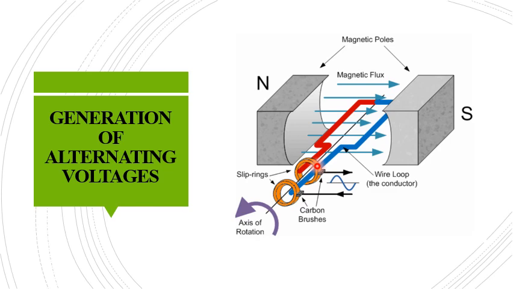And this is a dynamically induced EMF, and the magnitude of this EMF is given as E equal to BLV sin theta, where B is the flux density, L is the length of the conductor, V is the velocity with which we are moving the conductor, and theta is the angle between the flux lines as well as the conductor.